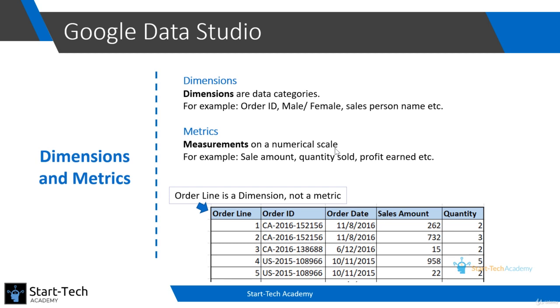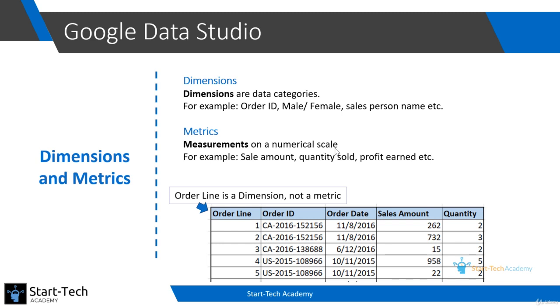The other thing that you must know is that within variables there is a classification of dimensions and metrics. Dimensions are those variables which contain categories such as male, female, or item name, or color, etc. Basically, these are things which are not measured on a numerical scale. On the other hand, metrics are things which are measured on a numerical scale, like height or weight of a person, quantity of products sold, marks scored in an exam, etc.